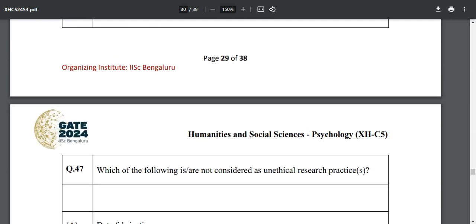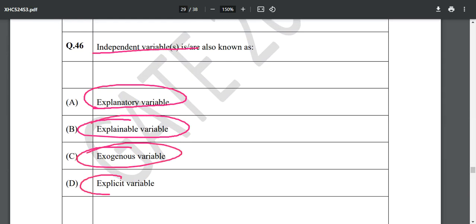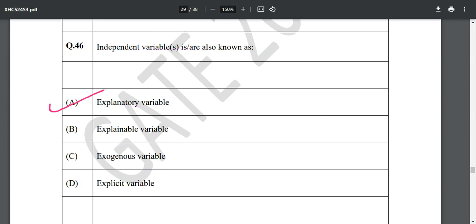Let's move ahead to question number 46. Independent variables are also known as explanatory variable, explainable variable, exogenous variable, explicit variable. So this is just a question of your luck and your vocabulary and your knowledge. Independent variables are also known as explanatory variable and exogenous variable, not explainable variable and not explicit variable. So these are, we can say, two names for independent variable as well. So if you have missed on this, don't worry, it's just sheer luck.